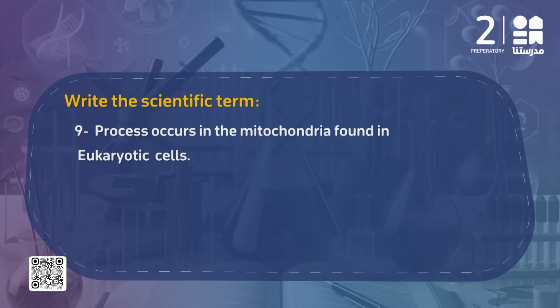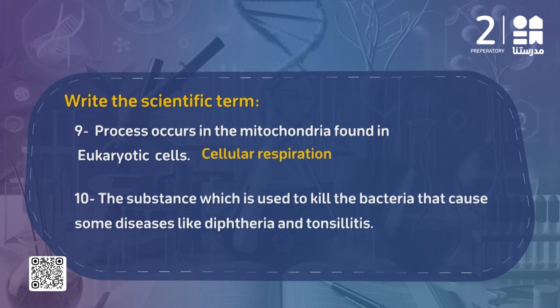So a single cell can do all the vital processes of the whole organism. Question number 9 tells you the process that occurs in the mitochondria found in eukaryotic cells. Right away we remember cellular respiration. Question number 10, the substance which is used to kill bacteria that cause some diseases like diphtheria and tonsillitis, we remember penicillium, which is the suitable antibiotic.